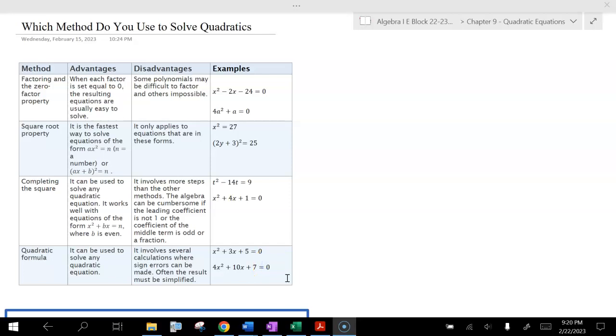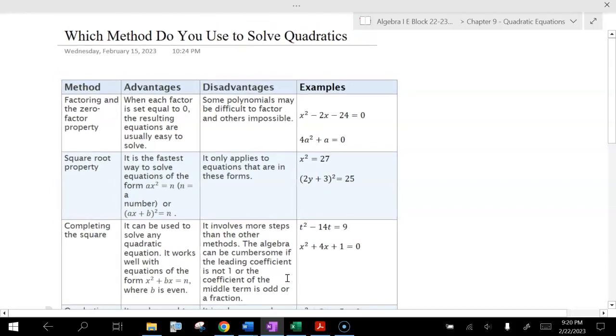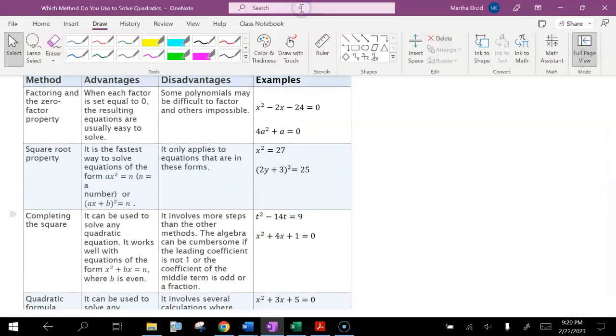Now that we have learned how to solve quadratics by factoring, by using the square root method, by completing the square, and by using the quadratic formula, we want to talk about all four of those methods to see which one is going to be the easiest or the best method to use when solving a particular quadratic.